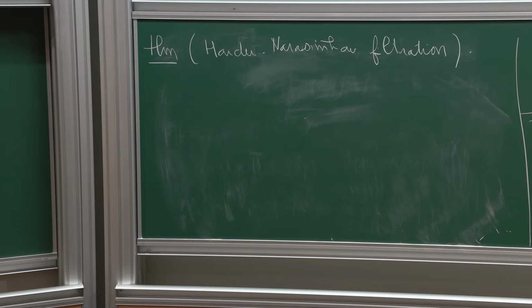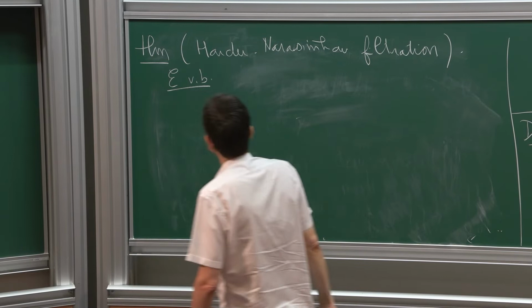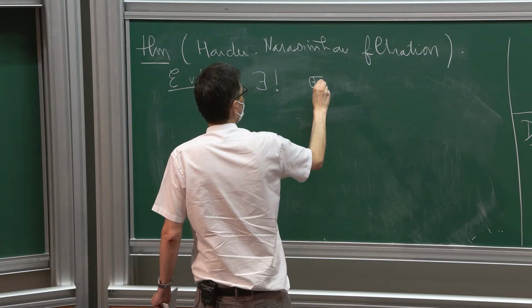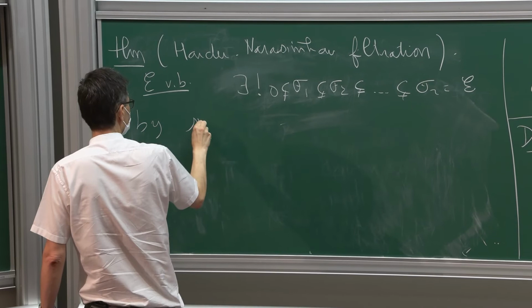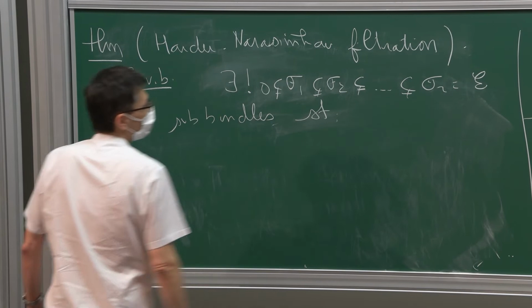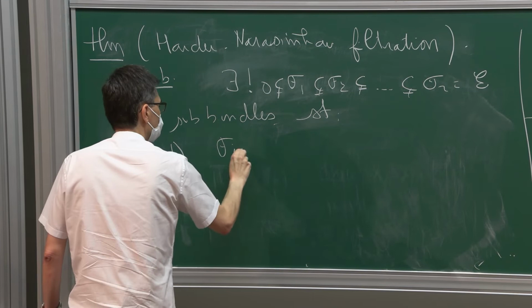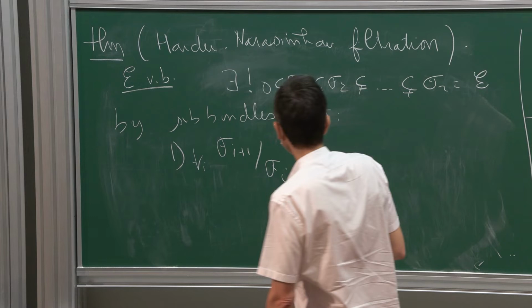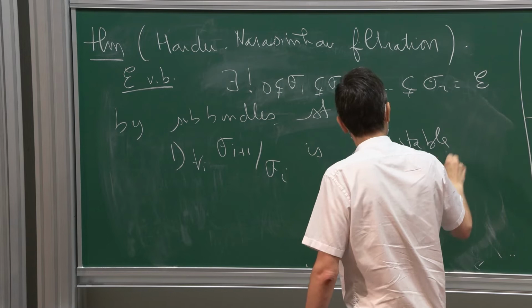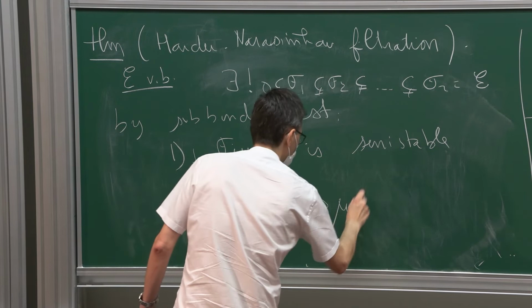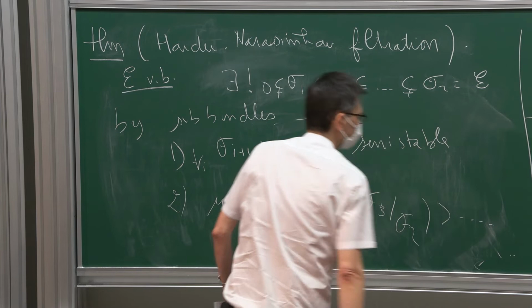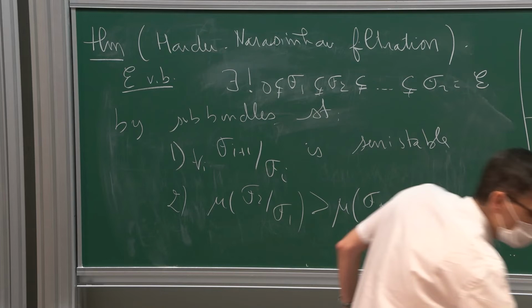Well, we start from a vector bundle. And then there is a unique filtration by subbundles such that, first, each quotient is a vector bundle and is semi-stable, and second, the slopes of the quotients are decreasing, so mu of F2 over F1 is strictly larger than mu of F3 over F2, and so on. Okay, so let me give an adelic translation of this statement.